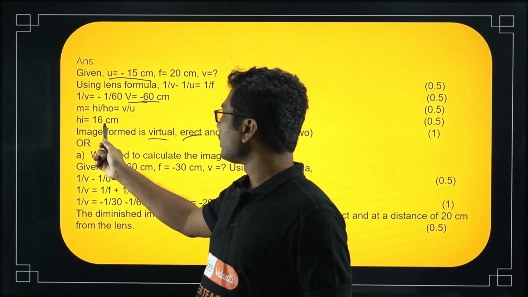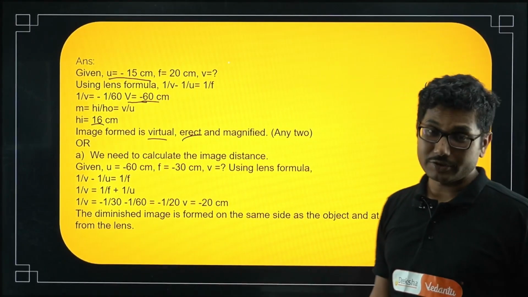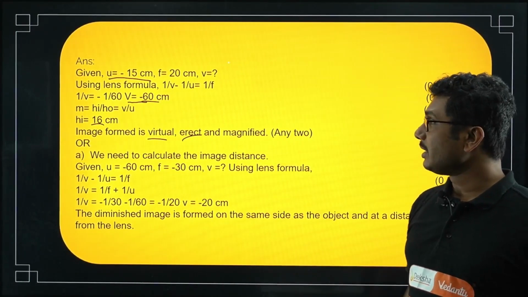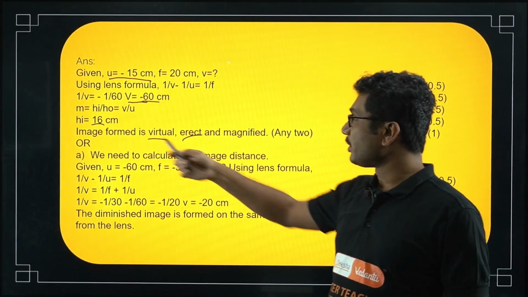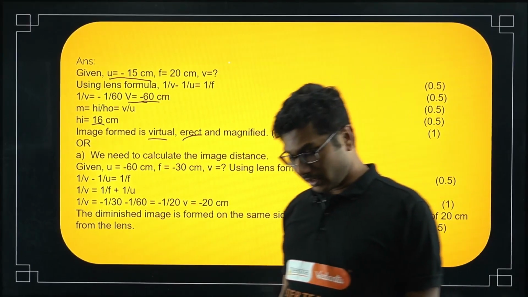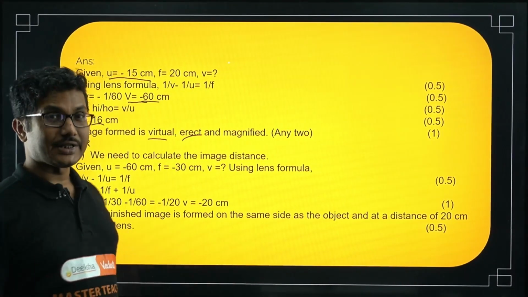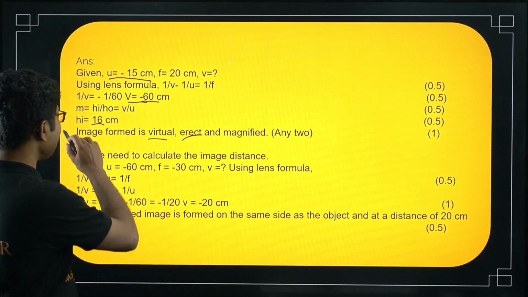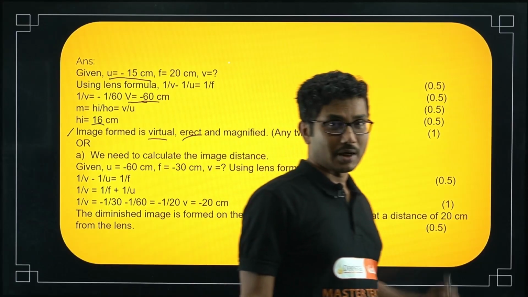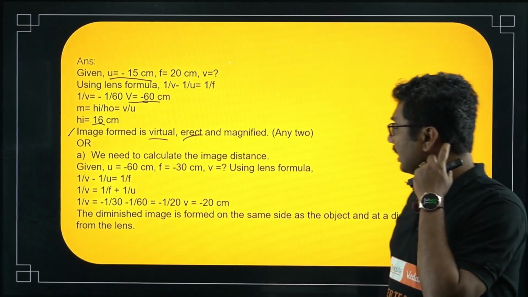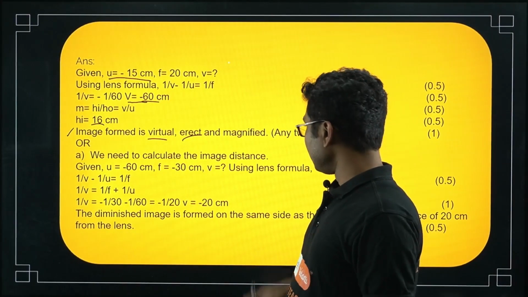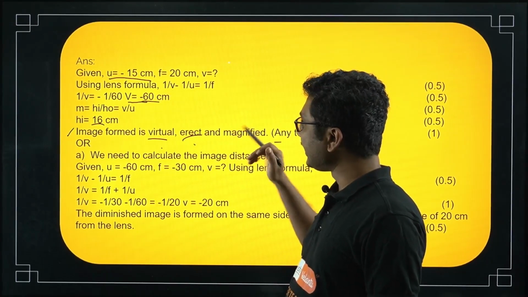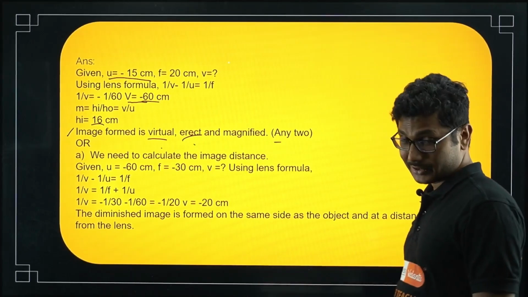Why erect? Because the object height is positive and the magnification is also positive, that means it must be an erect image. It is magnified because initially it was 4 centimeter and now it is 16 centimeter, so definitely it's a magnified image. If you answer this correctly, you get full 3 marks. They have said any two points are sufficient: virtual, erect, and magnified. They have asked you the nature of the image.